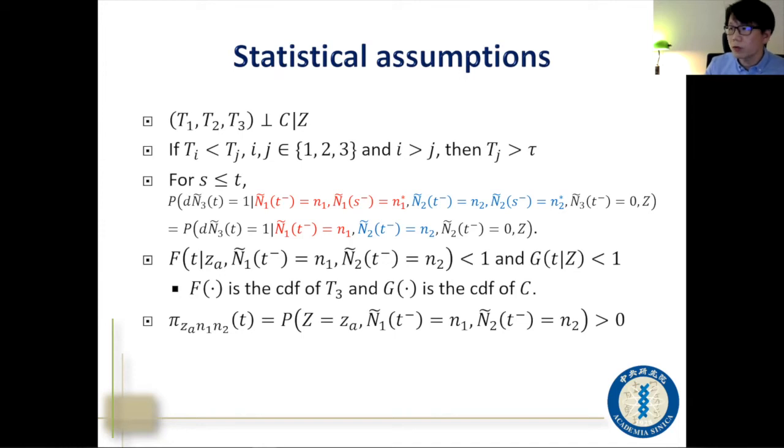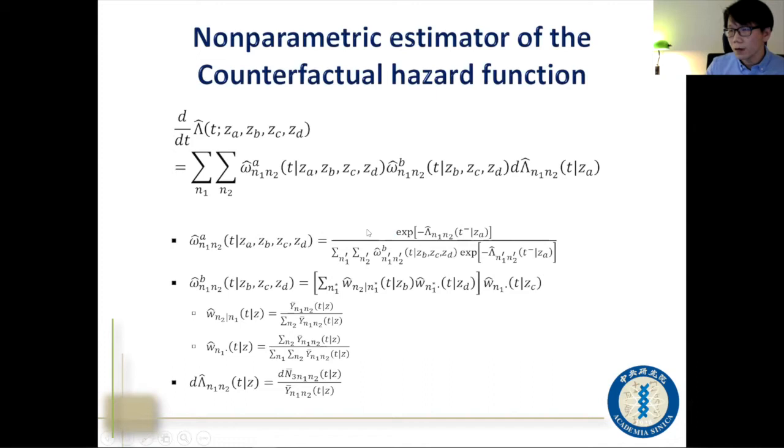It's a strong assumption, but we needed to establish the martingale property. So this is our estimator of the counterfactual hazard, and it is a non-parametric estimator. It involves three key estimators for WN2 conditional N1 and WN1, and then D lambda N1 and 2. They can be explicitly expressed by the risk and the event process of mortality that we introduced earlier.